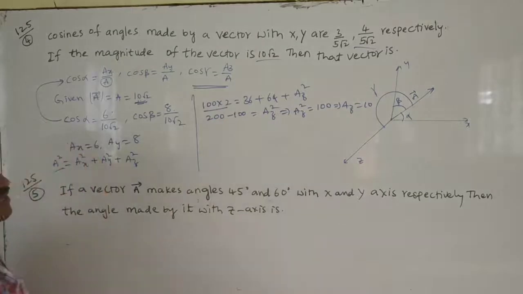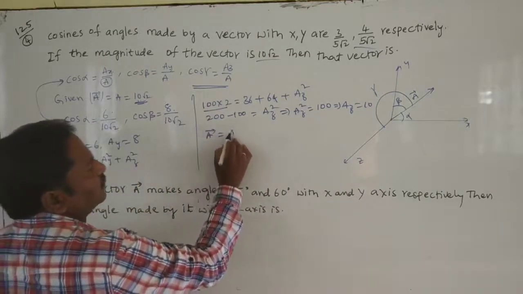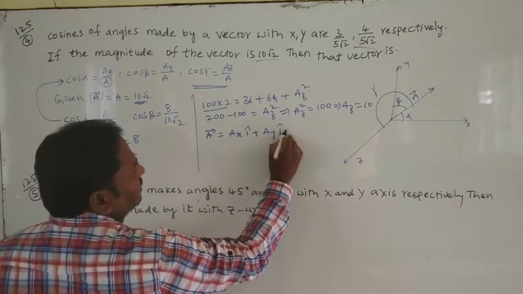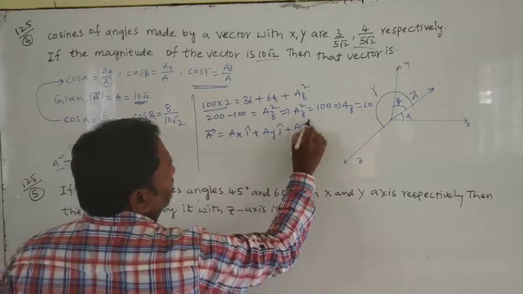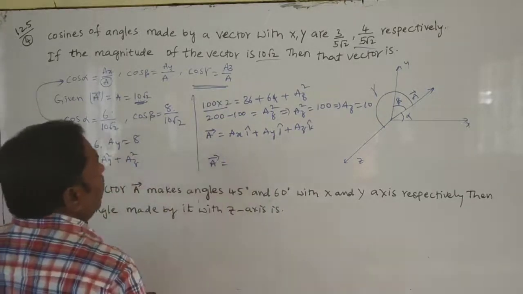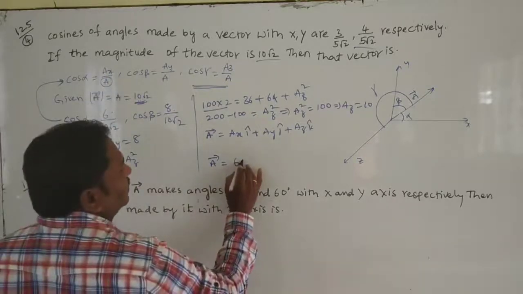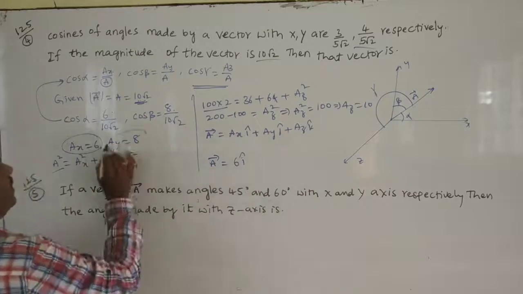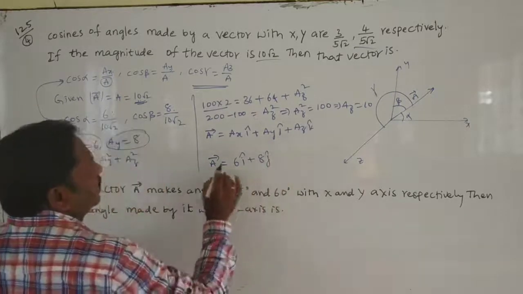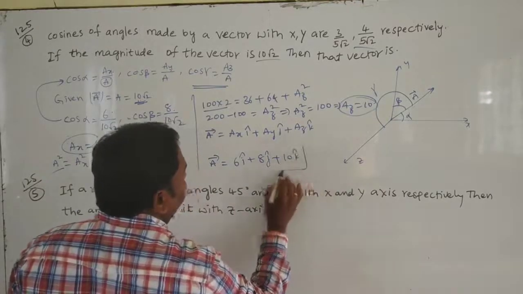Now what is the formula? Vector a bar equals ax i cap plus ay j cap plus az k cap. So a bar equals 6 i cap plus 8 j cap plus 10 k cap. So this is the answer.